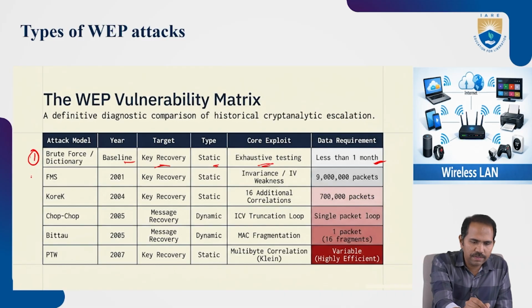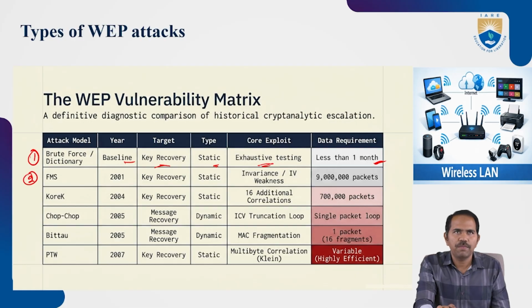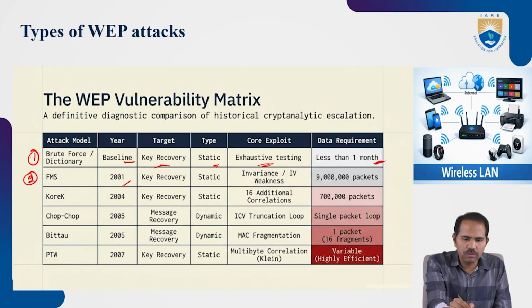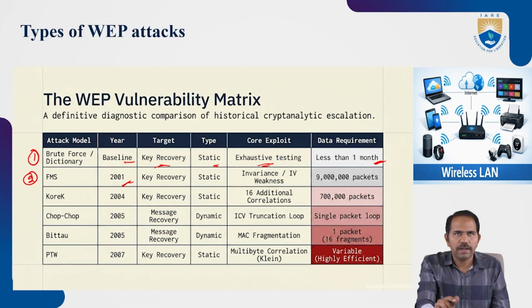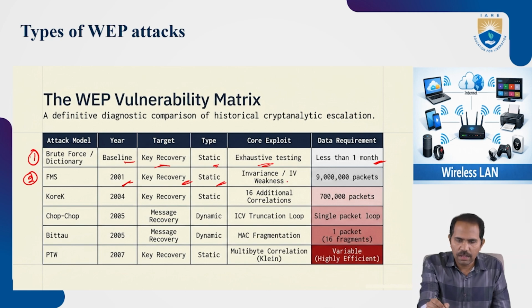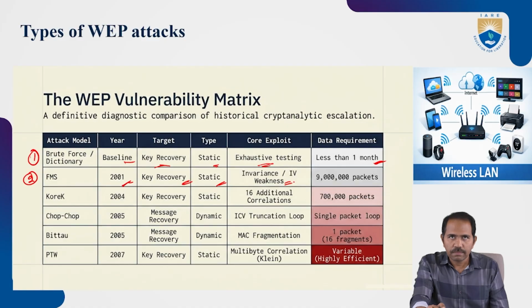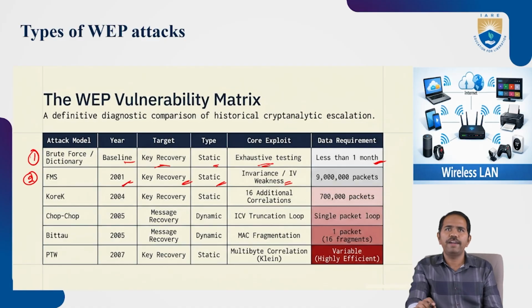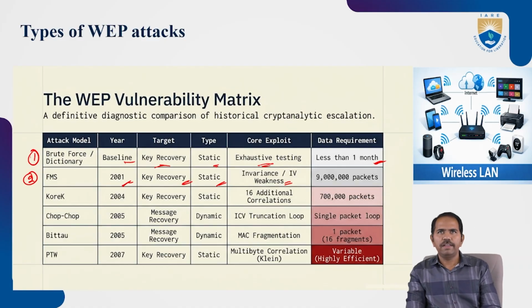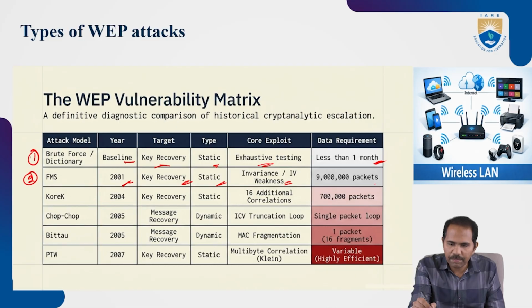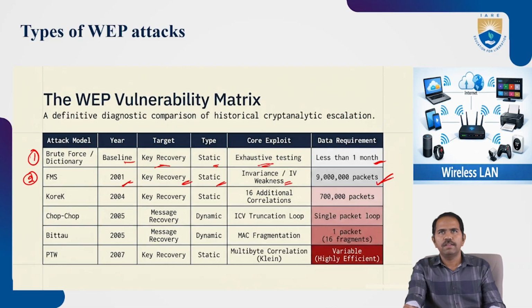The second is FMS, from 2001. The target is key recovery. The type is static. The core exploit is the weaknesses in the IV, the initialization vector. The data requirement is 9 million packets.